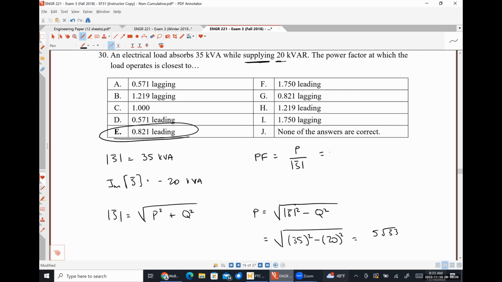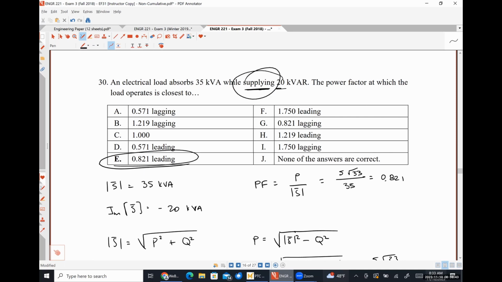So let me put this here. 5 square root of 33 over 35 is 0.821. The reason the answer is leading is because we were explicitly told that our reactance was negative. So if we were absorbing 20 kilovars, it would have been 0.821 lagging. So just to be clear, I'm going to do that every single time.